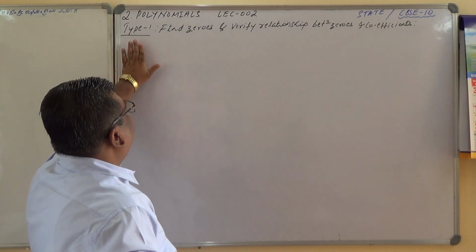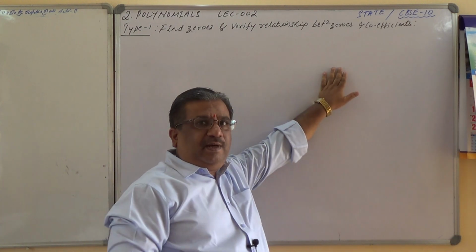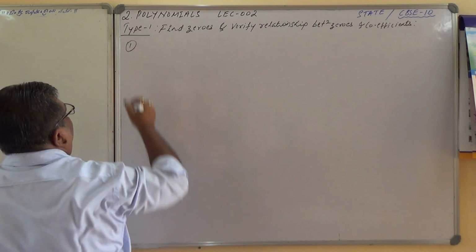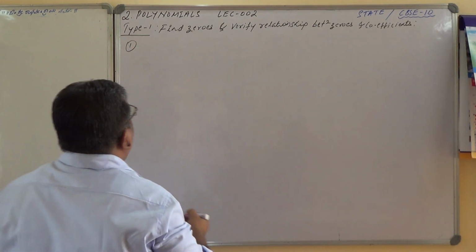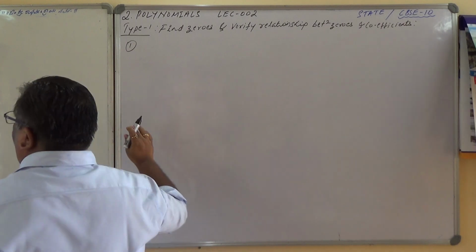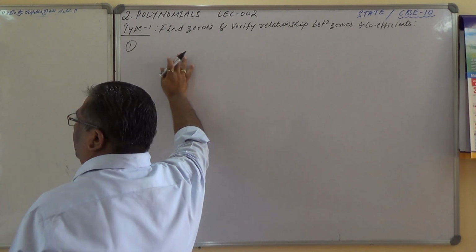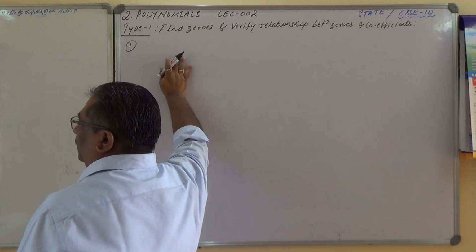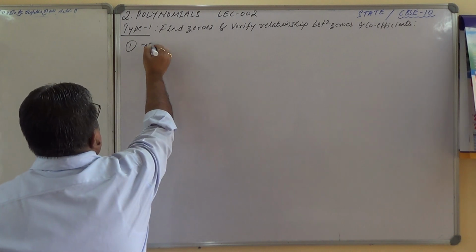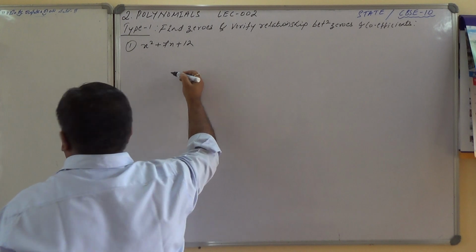Let me take up the first type here: find the zeros and verify the relationship between zeros and coefficients. Let me take the first numerical. I am picking up from RDS, which covers the textbook also. So the first sum here, we have to find the zeros and then verify the relationship between zeros and the coefficients. First one, x square plus 7x plus 12.